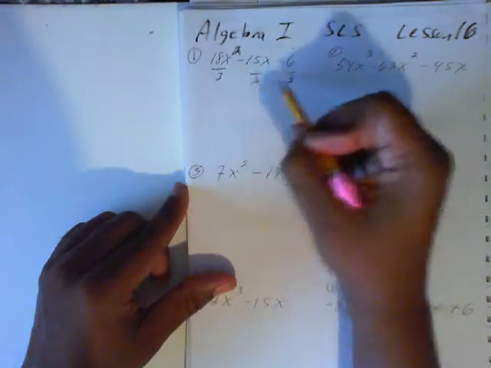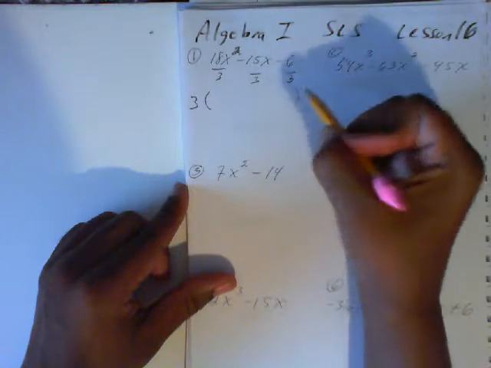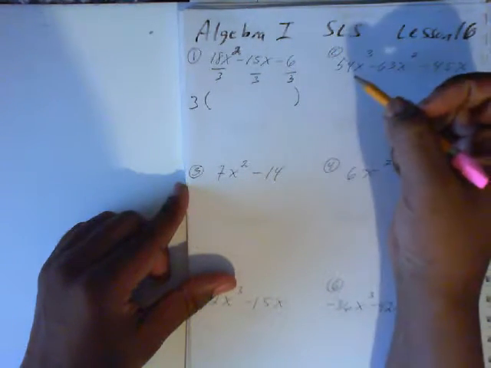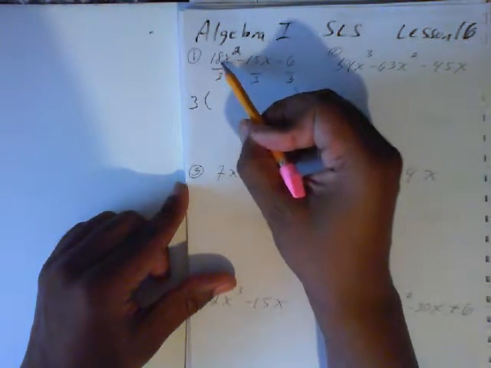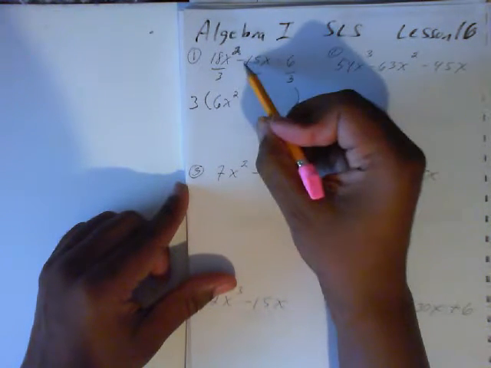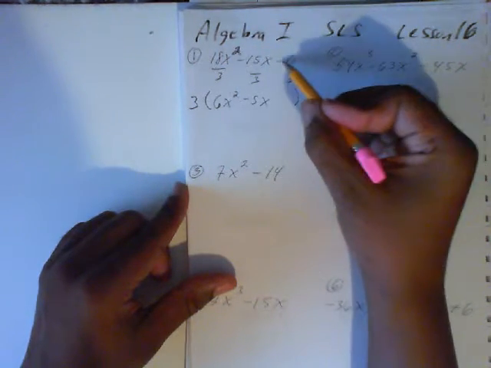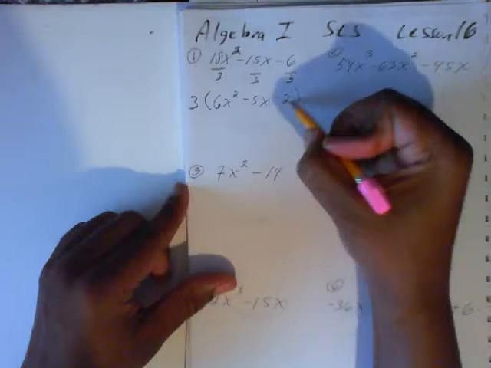Then I'm going to write the greatest common factor here on the outside of a large parenthesis that will hold all three terms. Okay, 18x squared divided by 3 leaves 6x squared. Negative 15 divided by 3 leaves negative 5 and the x. And negative 6 divided by 3 leaves negative 2.